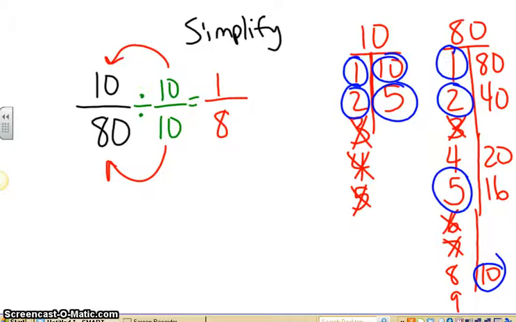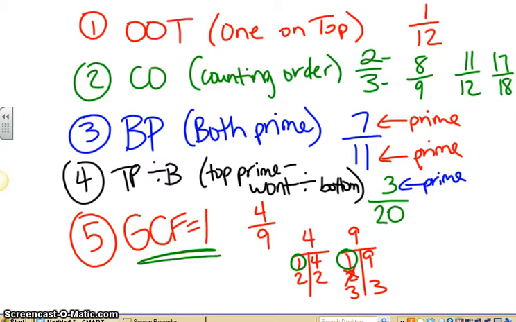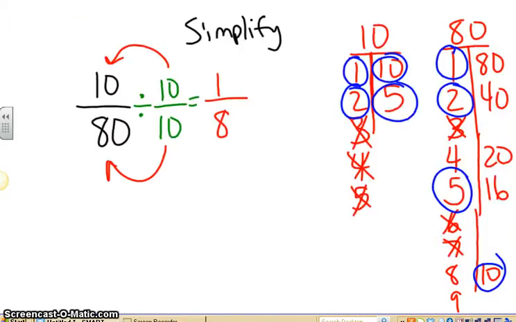Now, before I can just say that's the answer, I have to make sure that that answer is in simplest form. And I use those 5 rules to determine whether or not it's in simplest form. And the first rule on that list that tells me these fractions are in simplest form is my OOT rule, 1 on top. Well, if I look at this simplified fraction, I see that there is a 1 on top, so I know that this fraction is in simplest form, and that is my answer.